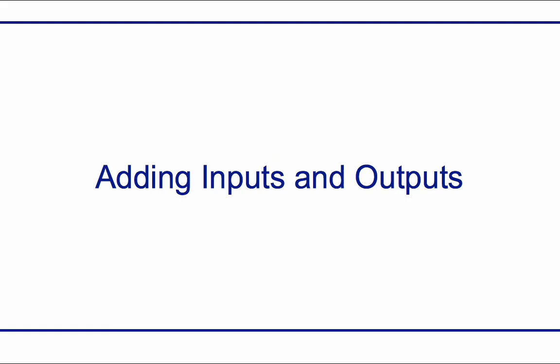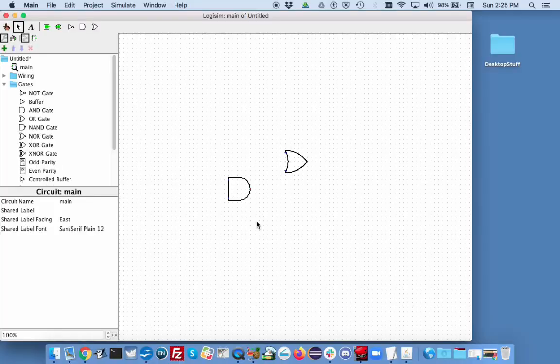Adding inputs and outputs. We need to add inputs and outputs to our circuit so we will be able to see what it does. Under input and output, we can see a selection of input and output devices, including a button and an LED.